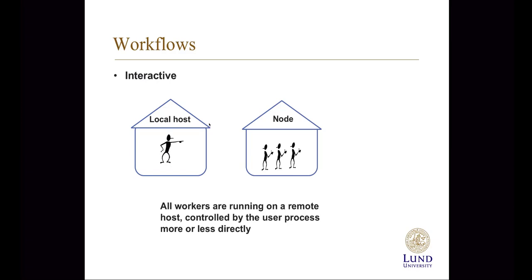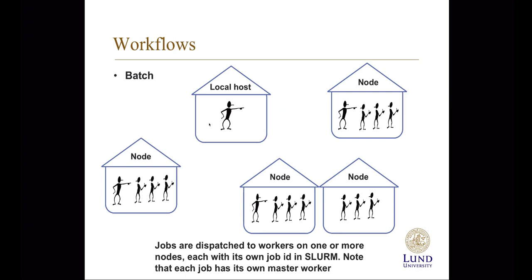Here you have started a parallel pool on one of the nodes. They are running on a remote host and they are controlled by the user process more or less directly. You write on your local host parfor blah, and that gets divided up on the workers on the remote node or nodes. Or you can run it in a batch where you have the local host, you have your master process, it starts jobs on one, or in this case, 4 different nodes using 3 processes, and they all have their own master process, so you always have to start one more worker than you are actually going to use, and that's controlling the jobs that the others are busy doing.